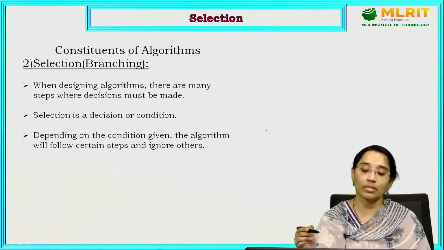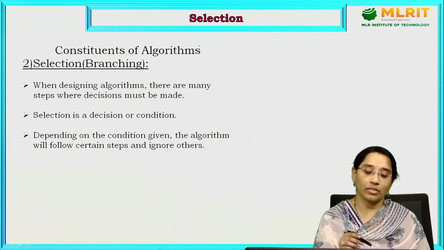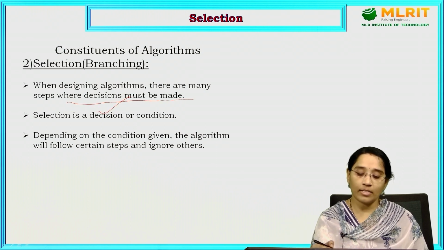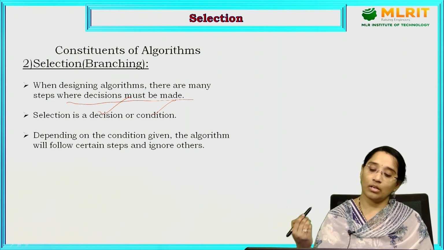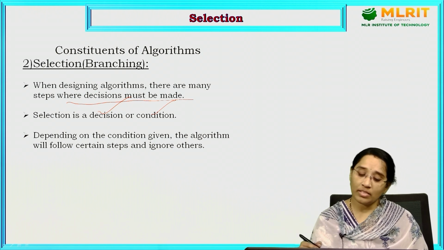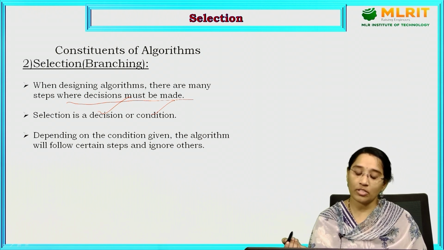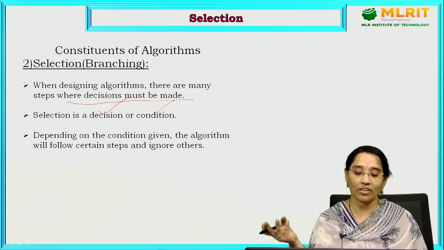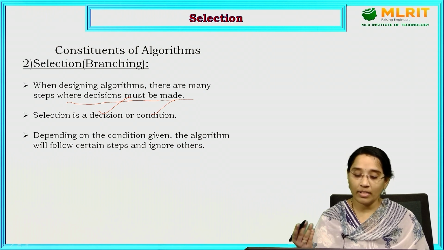So this is sequence. Next one is selection. When designing algorithms, there are many steps where decisions must be made. Selection is a decision or a condition. See, every day you make selections or choices: this dress or that dress, this college or that college. You have so many things to select.